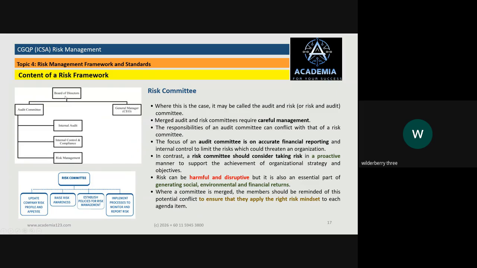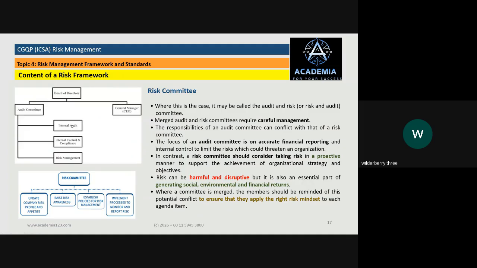Another way is, for example, if you see here, you have the board of directors. Then you have the audit committee, and below the audit committee you have the risk management. That's also possible how you arrange it. For example, the audit committee, of course, is here assisted by internal audit. And there might be also a different department, internal control and compliance. Because internal audit is in general over all departments.